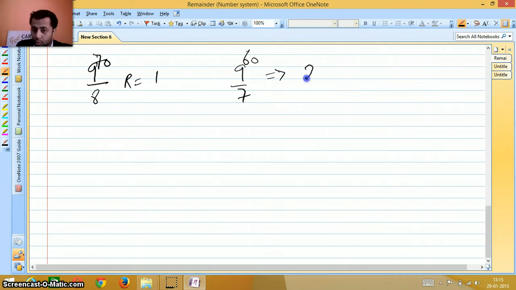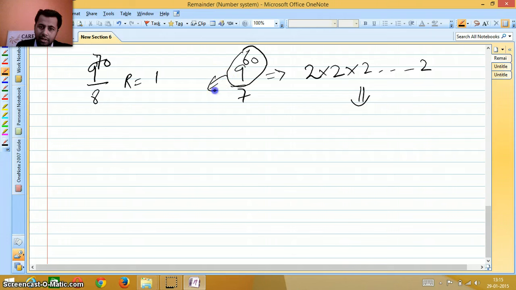It could be 2 into 2 into 2 written 60 times. So what do we get? Generally students make the mistake of considering 2 as our final remainder. No, 2 is not the remainder. It is 2 written 60 times, right? This becomes 2 raised to power 60.